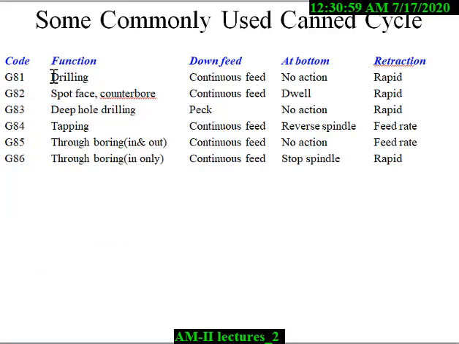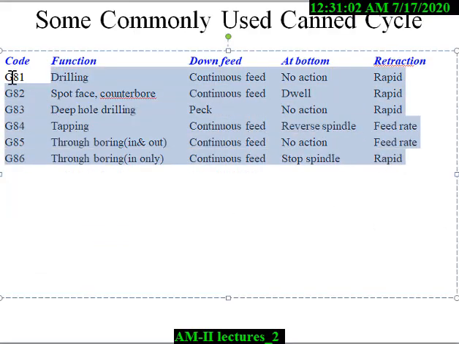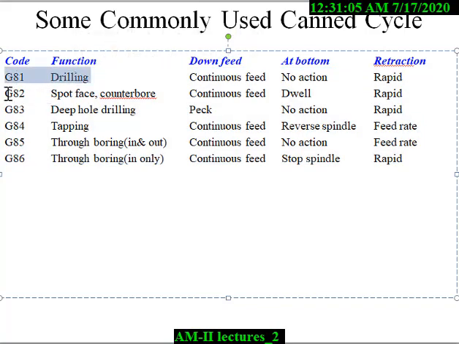So these are the codes already described to you. G81 is used for drilling, then G82 is used for spot facing or counter boring operation. Then G83 is deep hole drilling, then G84 is the tapping operation, if you want an internal thread. Then if you want to perform the boring operation, G86 boring is used, with continuous feed, stop spindle and rapid reverse retraction. And G80 is for cancelling the canned cycle.